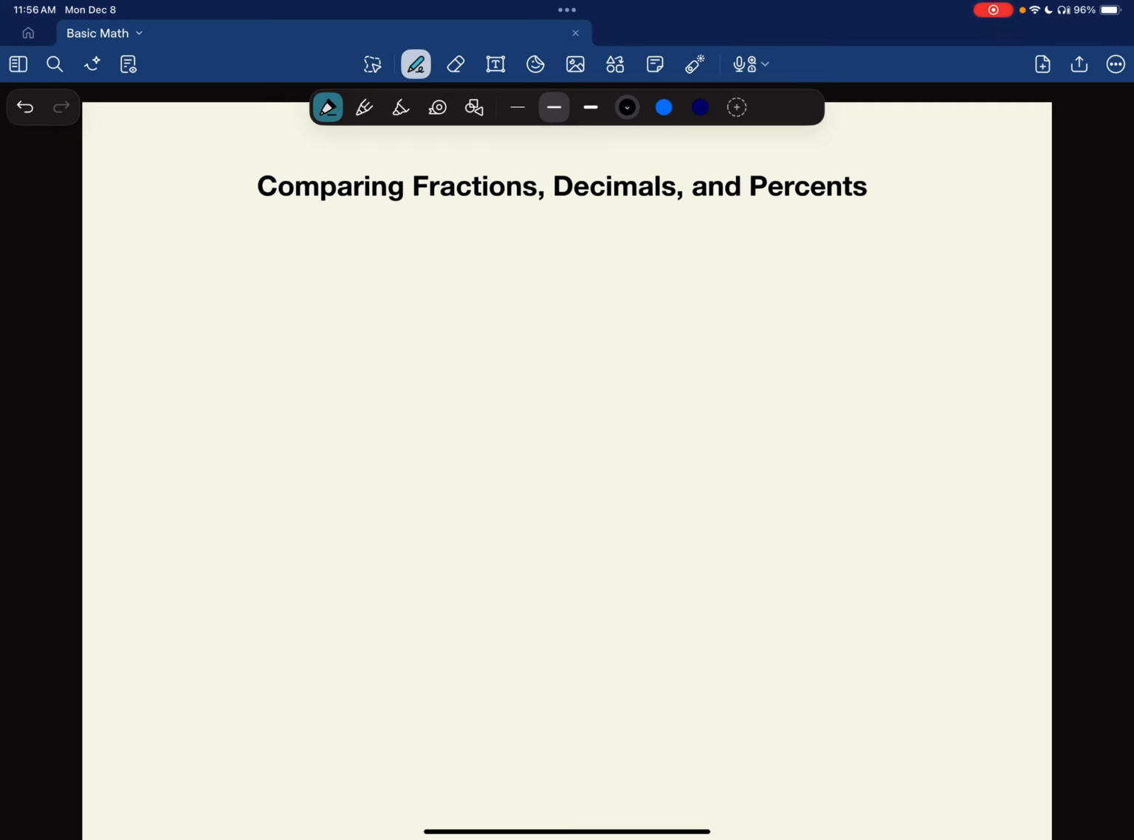Hello everyone, in this video I'm going to go over how to compare fractions, decimals, and percents. So we're either going to put a less than symbol, greater than symbol, or equal to symbol in between our two numbers. So let's say we have 1/2 and 0.4.